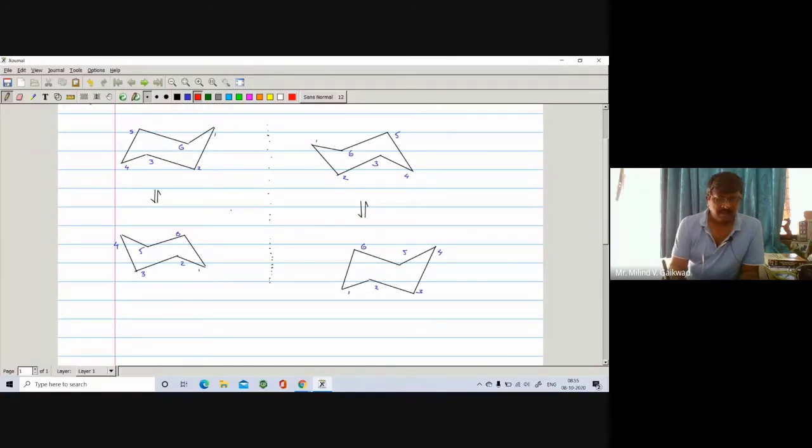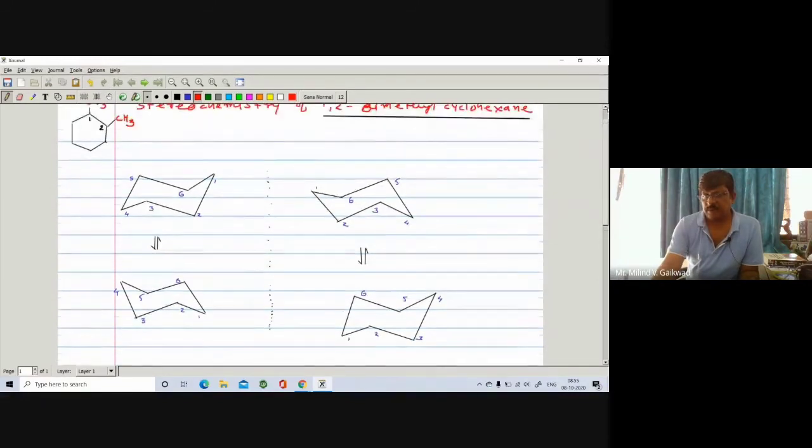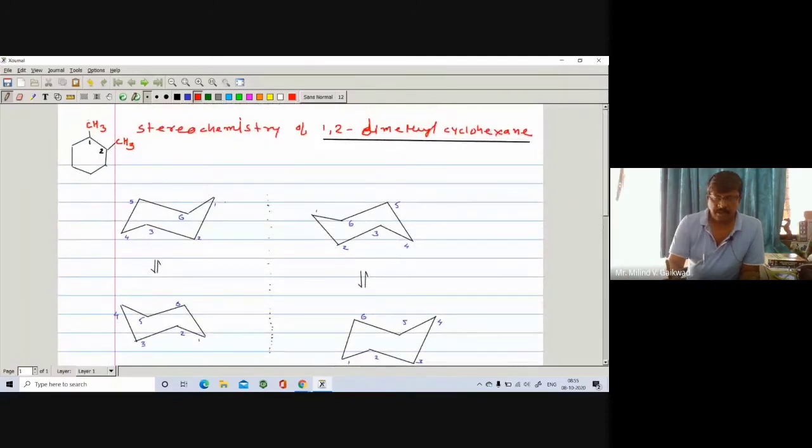You know, axial bonds are the bonds which are perpendicular to the general plane. On carbon number 1, you have to draw a line perpendicular to the average plane. So this is your axial bond. This is also an axial bond.